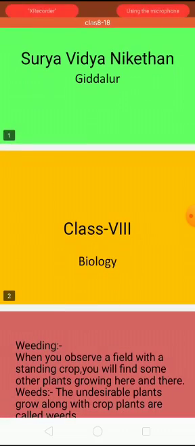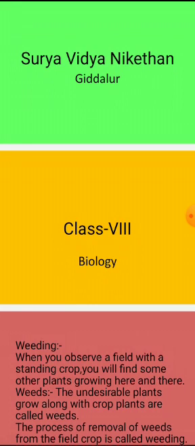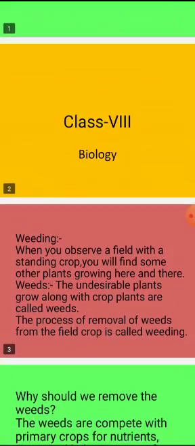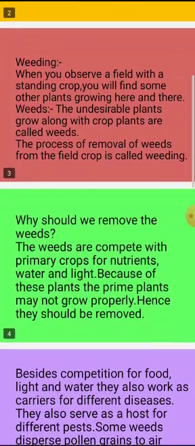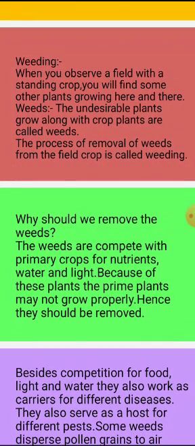Dear students, previously we discussed agricultural practices. The farmers follow different steps in the crop. The first one is preparation of soil, second one is sowing of seeds, third one is adding manures and pesticides. Fourth one is irrigation. So today we will discuss the fifth step, that is the weeding process.